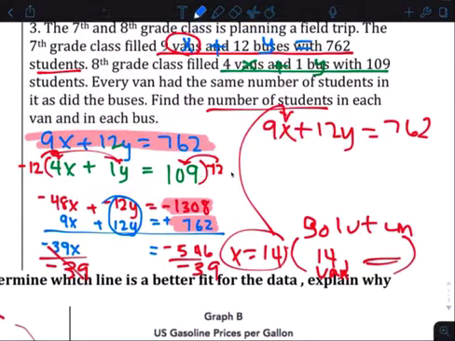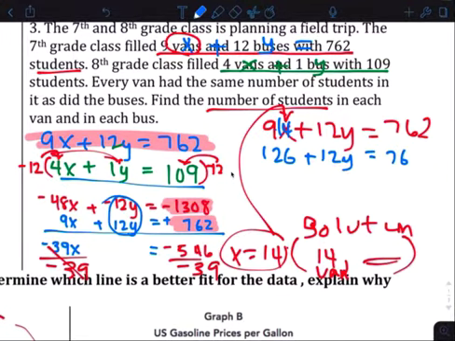Some classes I didn't complete this, so you substitute 14 into here, and I would have chosen this one. It's a smaller number than that, but you would do 9 times 14. But it doesn't matter which one you save, you'll get the same answer. Okay, 9 times 14, or 14 times 9, is 126, plus 12y equals 762 minus 126.